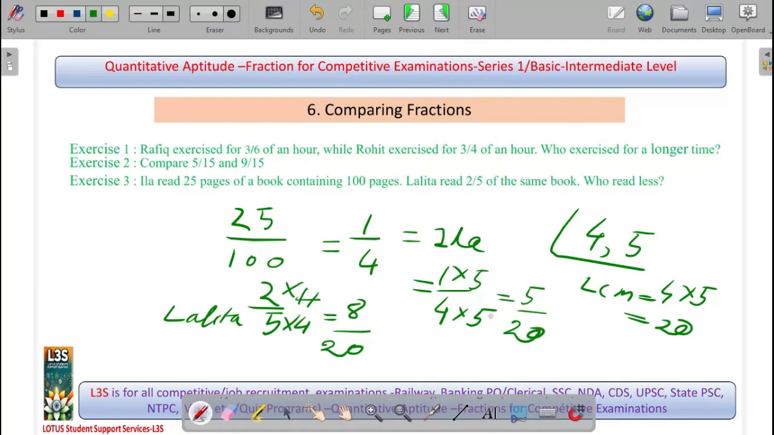So who read less? We can see 5 by 20. 5 is less than 8, so 5 by 20 is less than 8 by 20. So Ila read less. Who read less? Ila read less in this case.